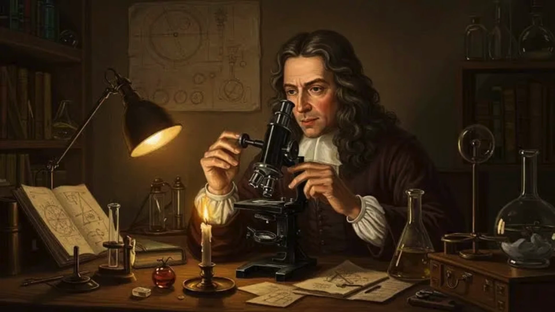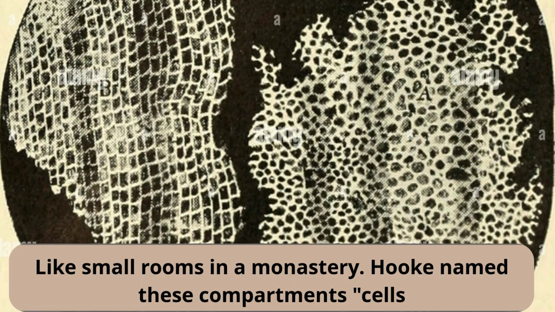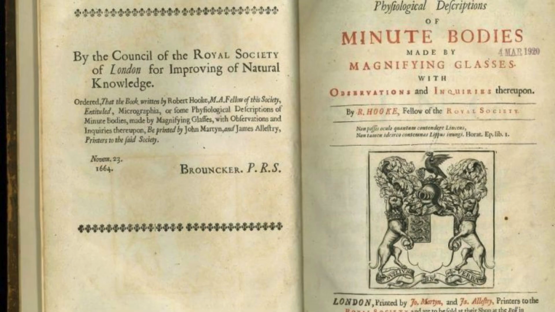In 1665, he used an improved optical microscope to observe a piece of oak bark. Under the microscope, he noticed that the oak bark was not solid but consisted of many small, evenly spaced compartments, like small rooms in a monastery. Hooke named these compartments cells, from the Latin cellula, meaning small chamber. This is his famous book, Micrographia, an introduction to the microscopic world with detailed illustrations based on his research.